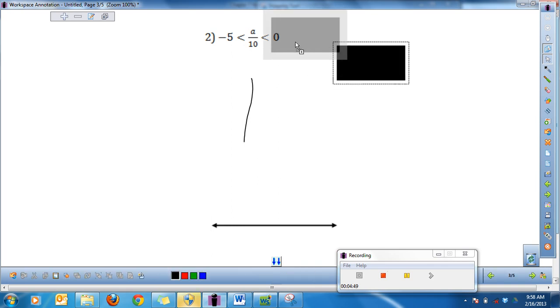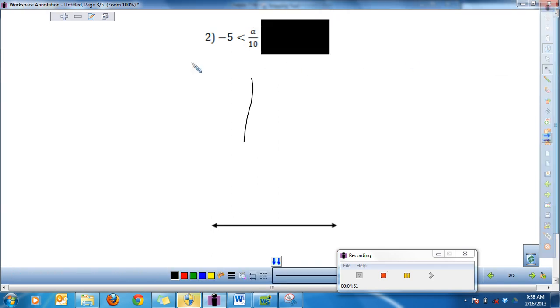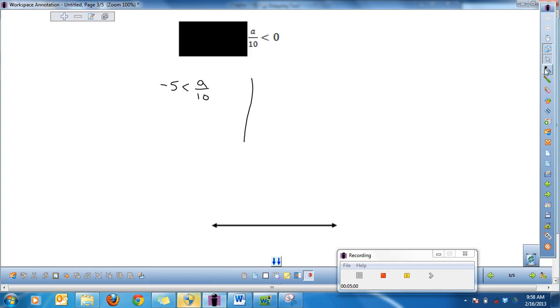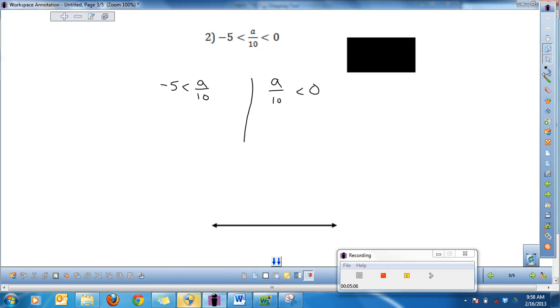Alright, so I'm going to cover up this side. I'm going to rewrite what I have. I have negative 5 is less than a over 10. Now I'm going to do the same to the other side. Cover up this inequality. I have a over 10 is less than 0. And I'm going to go ahead and solve each of them separately.